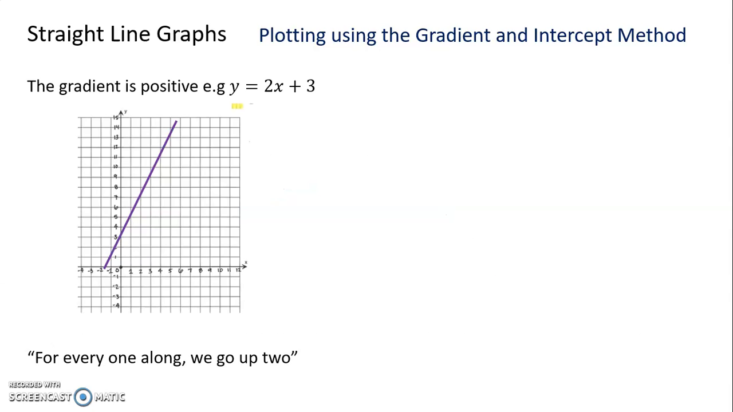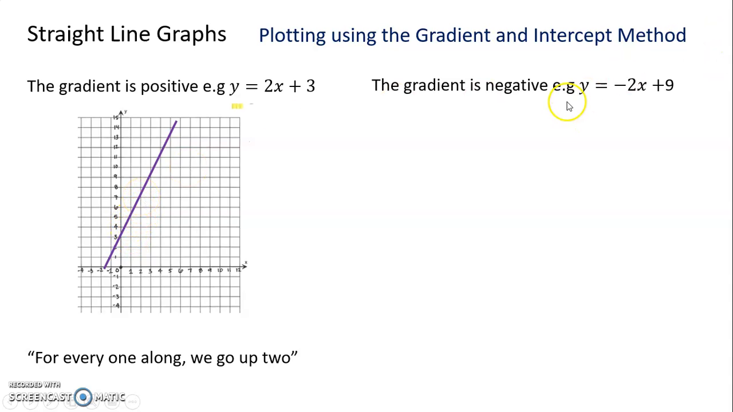Okay, moving on just to have a look at another example. This was the example we just looked at, y equals 2x add 3. We know it goes through 3 on the y-axis, just here, and we know for every 1 along we go up 2. So along 1, up 2, along 1, up 2.